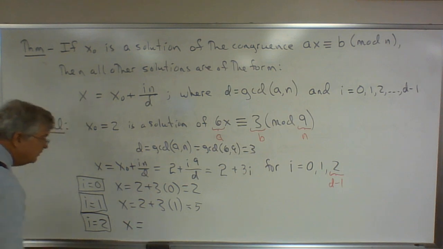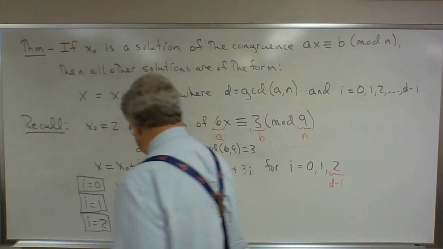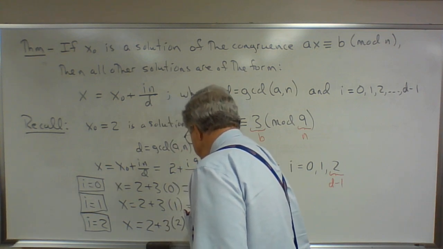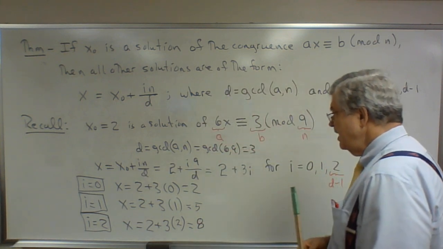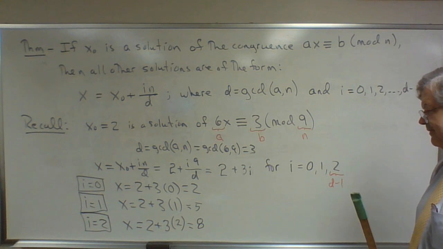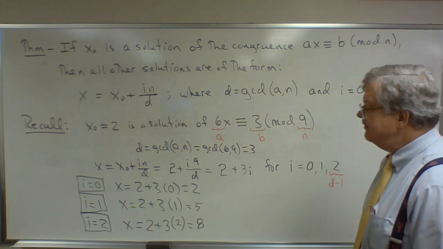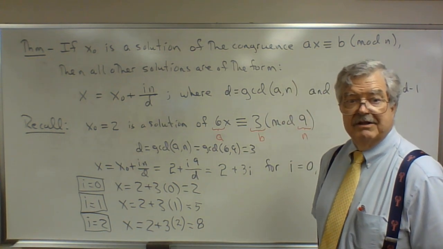I equal 2. X equals 2 plus 3 times 2, which equals 8. And those are all of the solutions that we have. Anything else, any further values of I, will generate duplicate solutions.